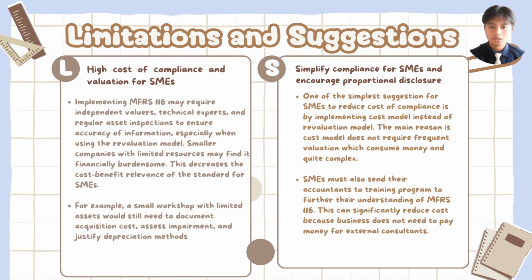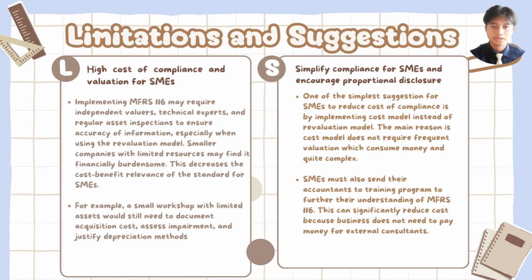This decreases the cost-benefit relevance of the standard for SMEs. For example, a small workshop with limited assets would still need to document acquisition costs, assess impairment, and justify depreciation methods. So, the suggestion that can be implemented for this limitation is simplify compliance for SMEs and encourage proportional disclosure.